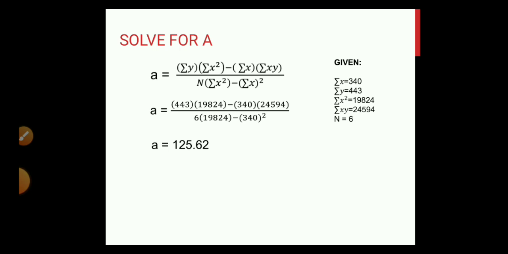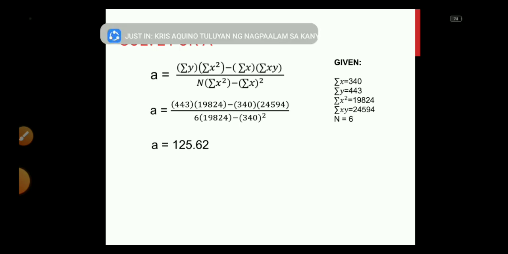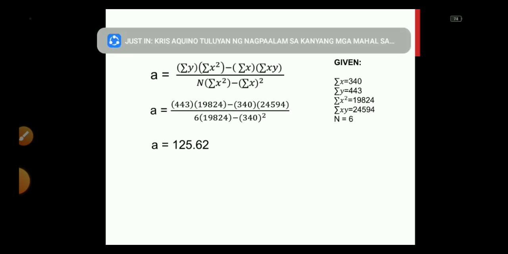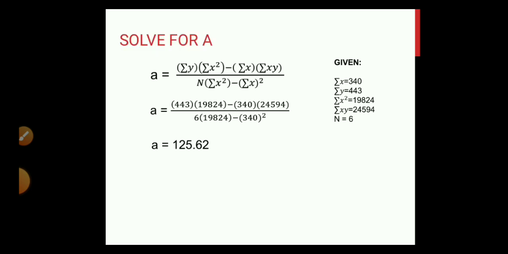We have 443 times 19,824 minus 340 times 24,594, over 6 times 19,824 minus 340 squared. So we now have the value of the intercept, which is 125.62. Next, we will solve for the slope.